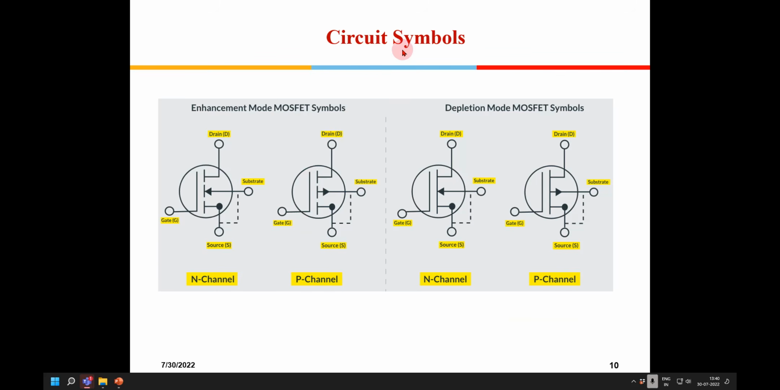Now there are other symbols also which are used in certain textbooks. For the enhancement mode, this is N channel. You have a channel which is shown broken, and then you have a substrate connection here. For P channel, this arrow comes out. And for the depletion mode, this is shown as a straight line. This is the convention used because there is no breakage here. It is assumed that initially the channel is fully formed. So this is one notation which certain books follow.